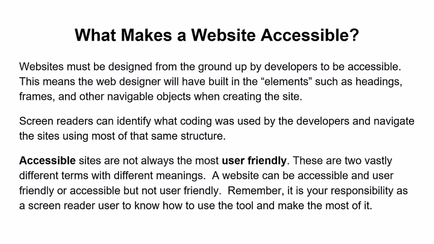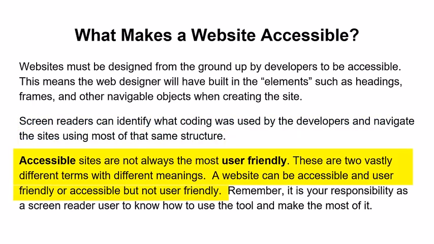A big one is website accessibility. If you can't get it to work, is it the website? Websites must be designed from the ground up by developers to be accessible. This means the web designer will have built in the elements into the website, such as headings, frames, and other navigable objects. Screen readers can identify the coding that was used by the developers and navigate the sites according to that. Accessible sites are not always user-friendly.